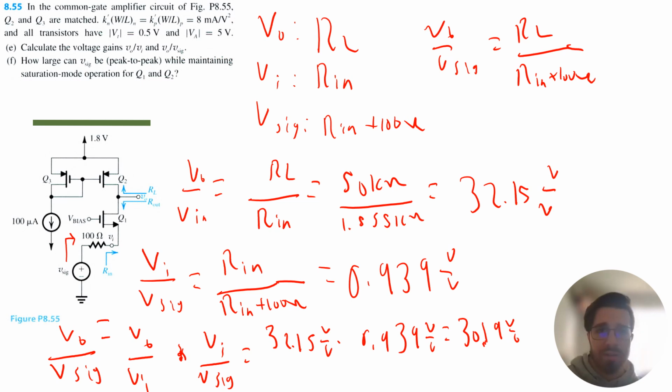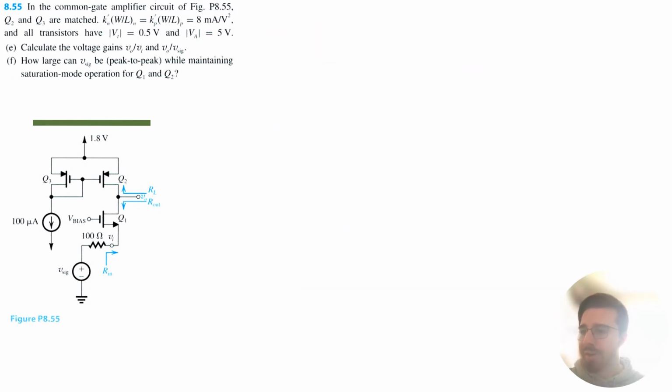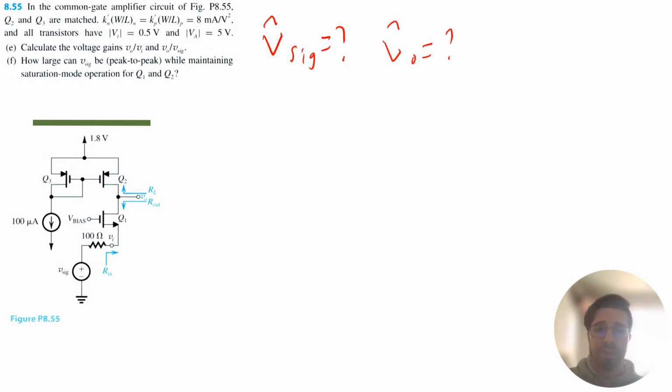Let's move to part F. Alright, we have reached the last part of the problem, which is arguably the hardest. It is to solve for Vsig and how large it can be from peak to peak while maintaining saturation mode. I usually use this caret symbol to represent peak to peak voltage. Now this is very hard to calculate directly, but what we could do is calculate the peak to peak output voltage, and then we can leverage that Vsig from peak to peak would just be the peak to peak output voltage divided by that gain, which we calculated earlier.